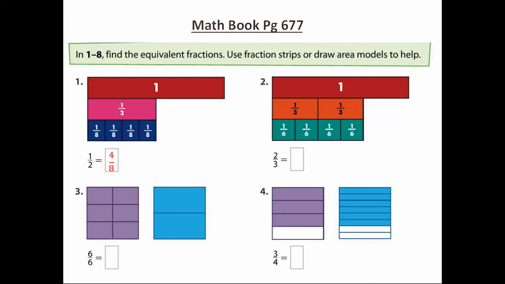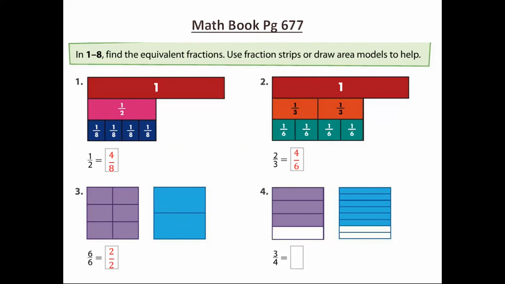Question number 3. We have the whole shape shaded. So we have here 1, 2, 3, 4, 5, 6, 6 parts out of 6 equal parts. So 6 out of 6, or 6 over 6. In the second shape we have 2 equal parts out of 2. So 6 out of 6 is equivalent to 2 out of 2.